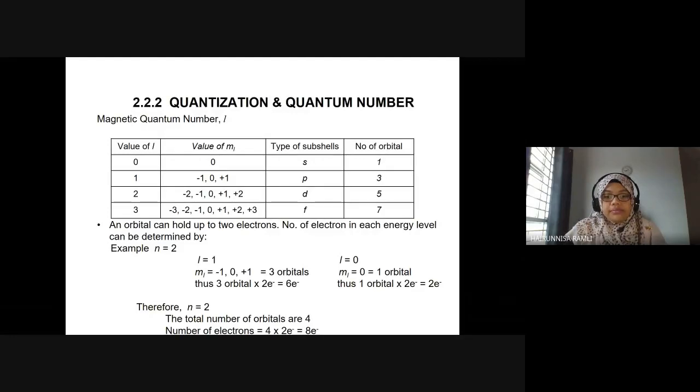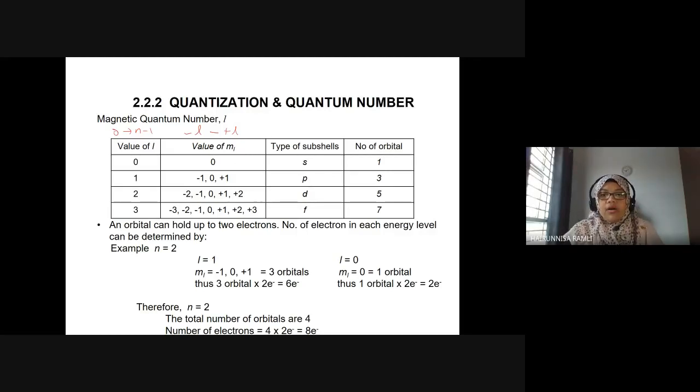Okay. So, this one, for example earlier. Let's say you have value of L 0 and also ML 0. Because L is from 0 to N minus 1. This one, the L, is 0 to N minus 1. So this one, ML, is from negative L to positive L. Okay, so that's why L1 you have 3, L2 you have 5, L3 you have 7. So type of subshell is SPDF.